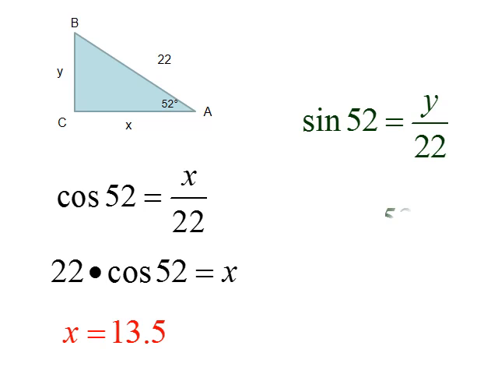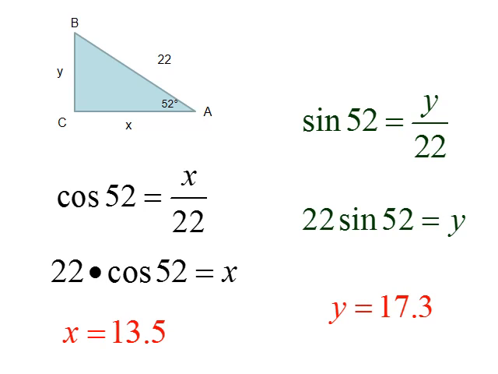We're going to cross multiply, and that's what we're going to type into our calculator: 22 times the sine of 52. Make sure you're typing these into your calculator at home, just to make sure that your calculator is working correctly. And you will get y to equal 17.3.